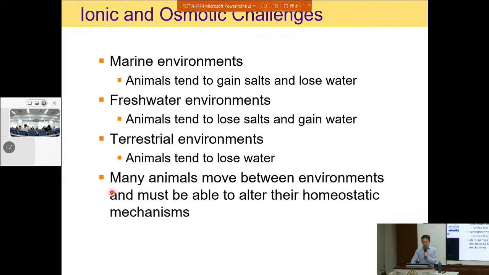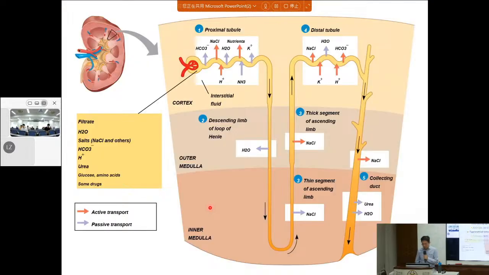So many animals that move between environments must be able to alter their homeostatic mechanisms. For example, some aquatic animals can live in seawater and freshwater. These are two different habitats, and they need to change their strategy to maintain their osmolarity and ion concentration inside the body.